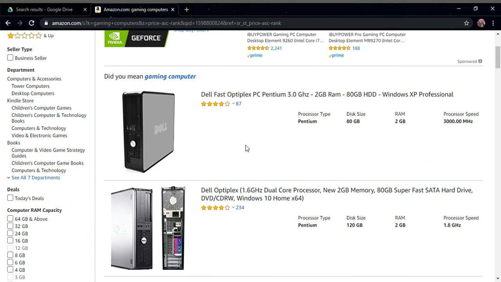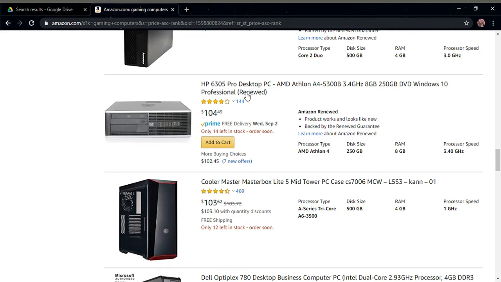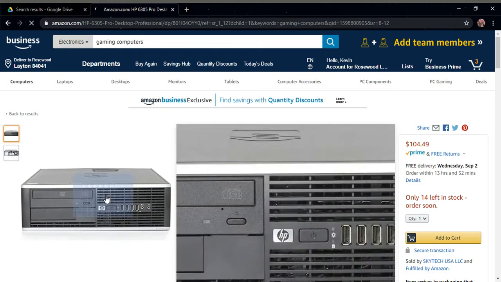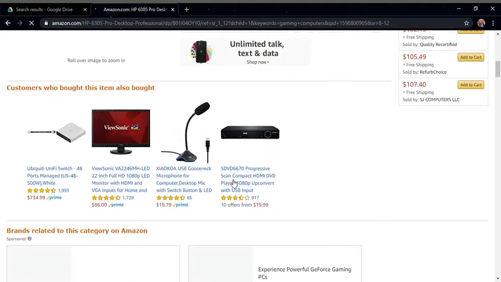Find a computer. So I'm just going to click on this one right here. This $103. That's actually a PC. Make sure you actually click a PC. This is a very simple work laptop. This isn't really going to get you anything. Notice it doesn't come with anything. So anyway, scroll down.